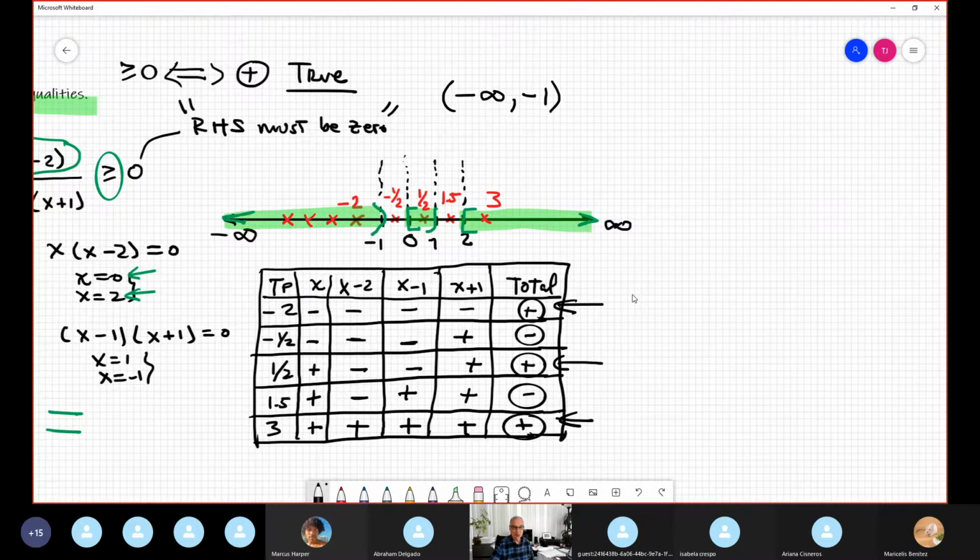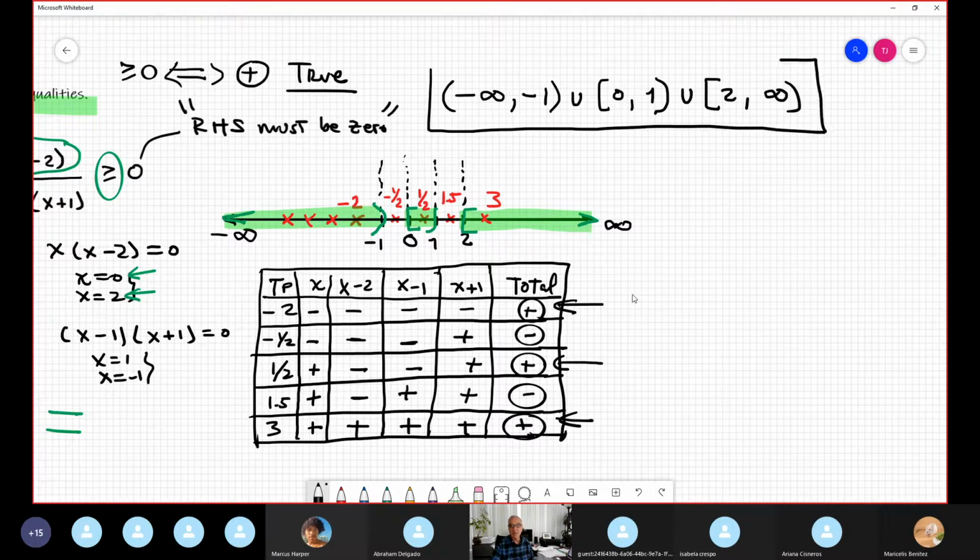Because we do not include negative one. Union. Actually, we have three pieces: bracket 0, 1, parenthesis, union, bracket 2, comma, infinity. End of the story. This is my beautiful final answer.